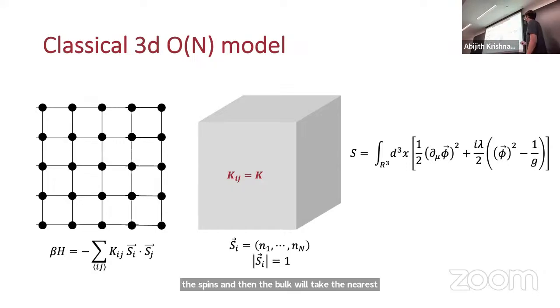In the continuum, we can write the action as follows, where phi is the order parameter for the spins. Lambda is a Lagrange multiplier that fixes the norm of phi, and g is our bulk coupling.